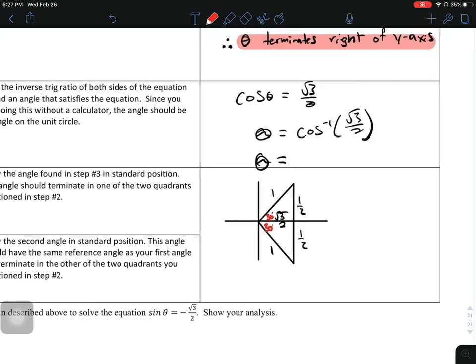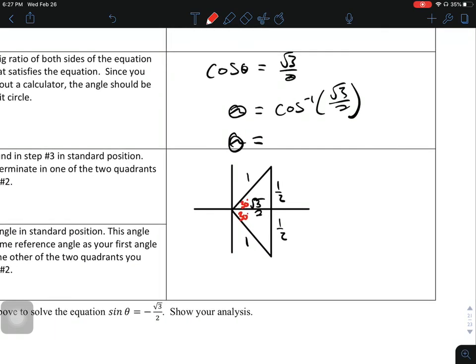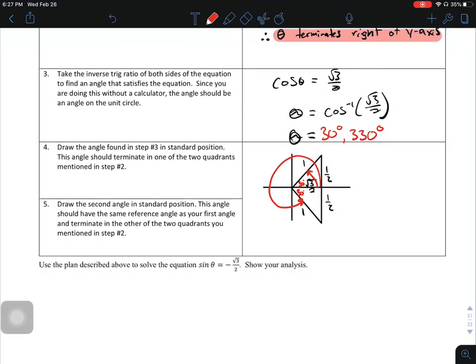See how that works? If the reference angle is 30 degrees, then the angle we're trying to find is 30 degrees, or 330 degrees. So the answer to the question is 30 degrees and 330 degrees.